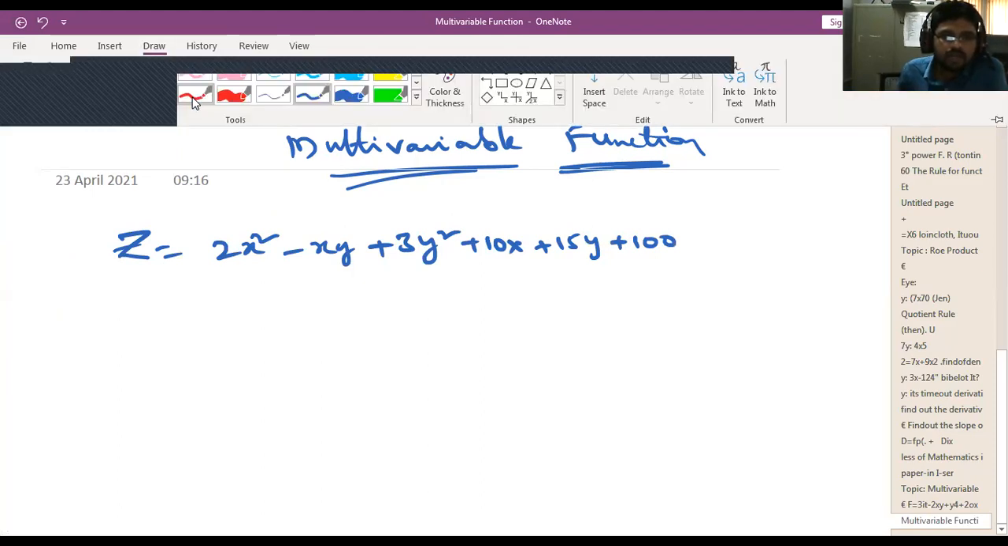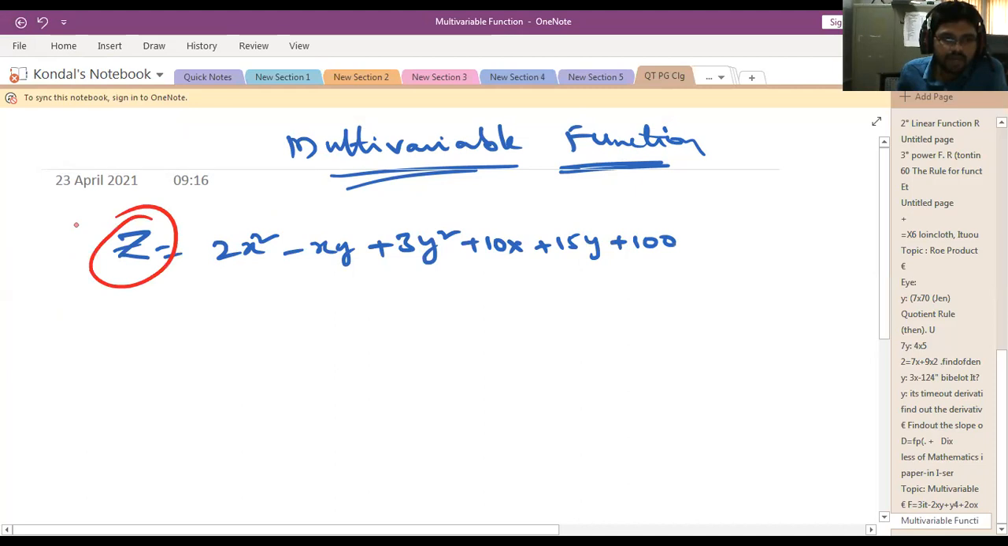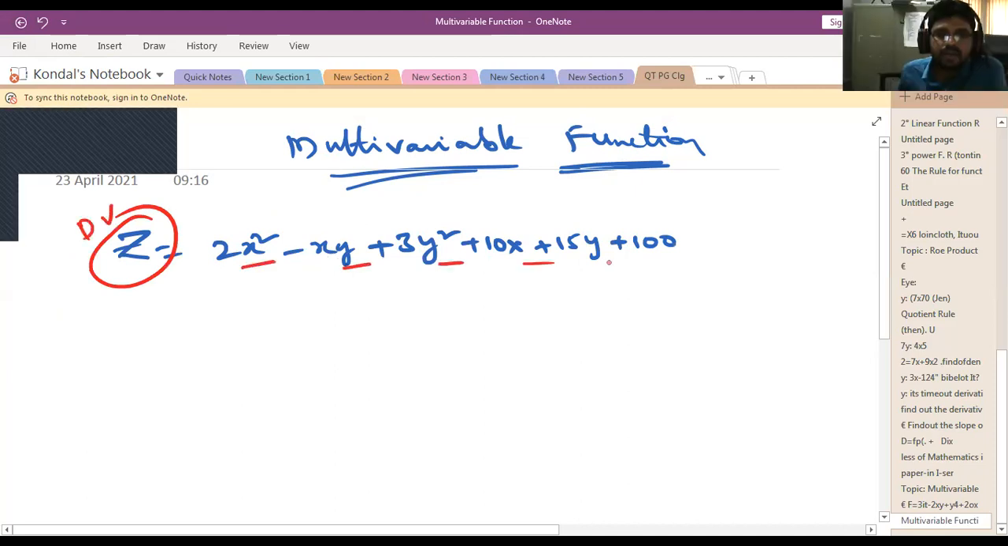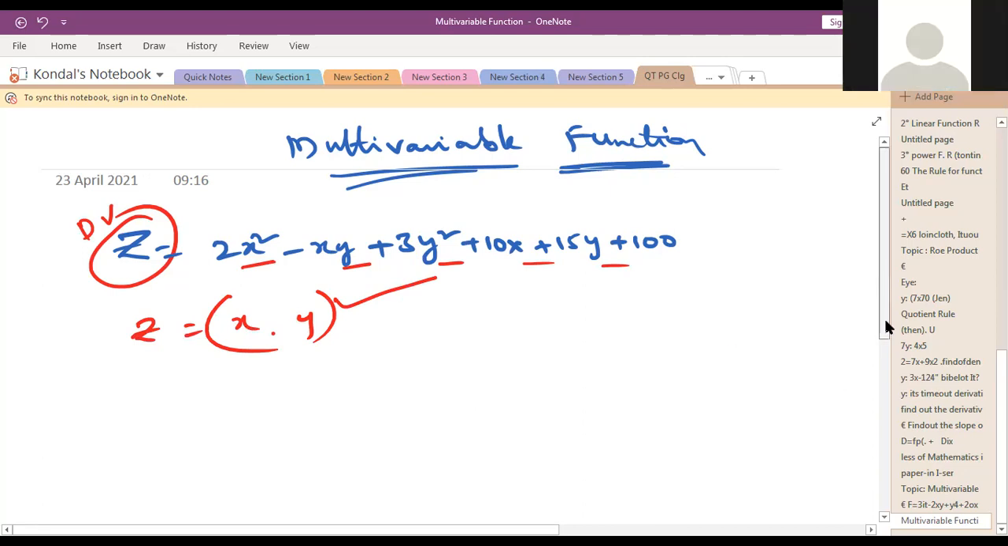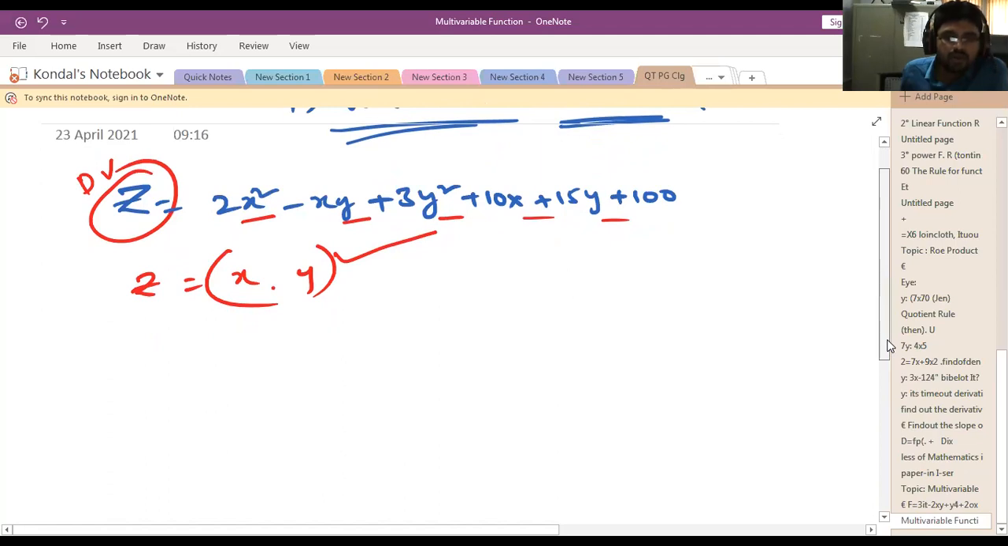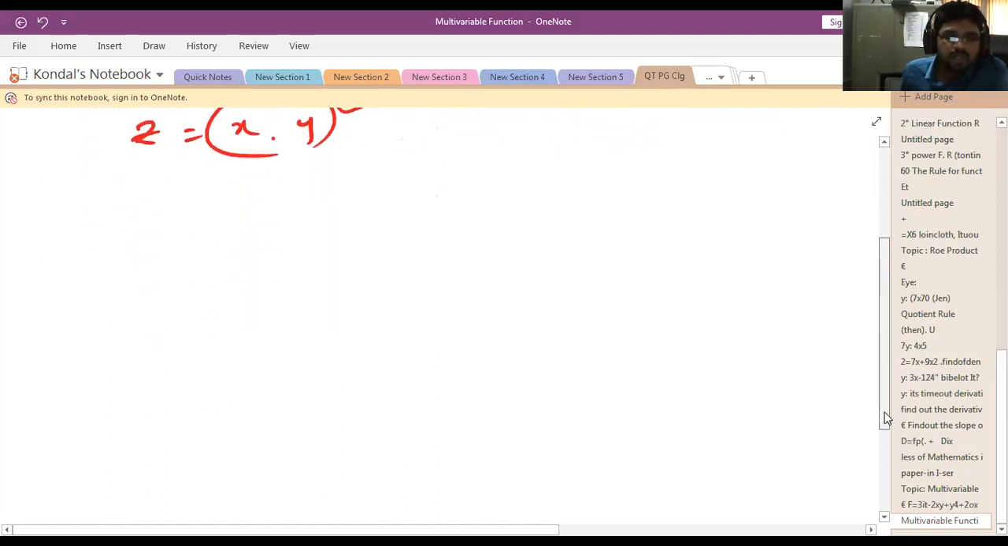Why are we calling it a multivariable function? Because there is only one dependent variable and more than one independent variable, namely x and y. Because there are two independent variables and only one dependent variable, that is called a multivariable function. Sometimes we may have more than two variables also, and that is also called a multivariable function. So today we'll discuss the problems: how we can solve multivariable functions.